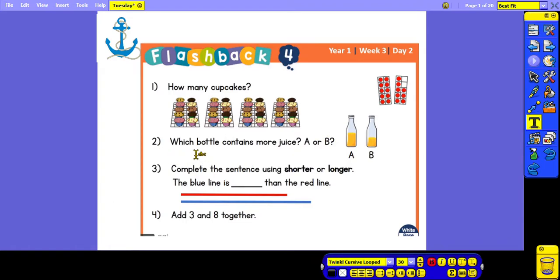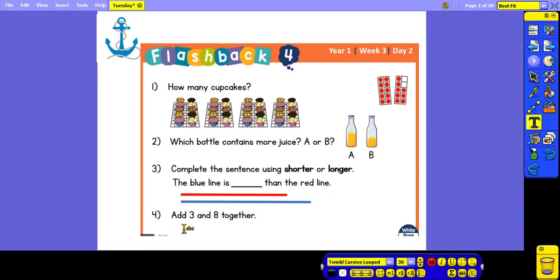Question 2 says which bottle contains more juice, A or B? So you need to look at the pictures here and then decide which has more juice inside. Question 3, complete the sentence using shorter or longer. So the blue line is something than the red line.